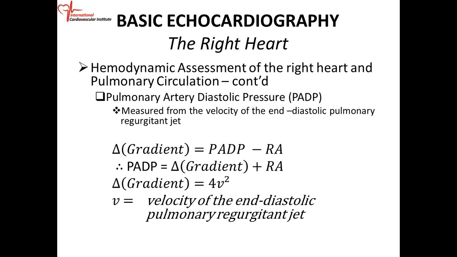2.1 is the magic number. If the IVC is less than 2.1 and collapsibility is more than 50% in inspiration, it's normal. So it's 3 mm Hg. If it's more than 2.1 and it's less than 50% collapsibility, 15 approximately. Anything that falls in between is 8. Alright?